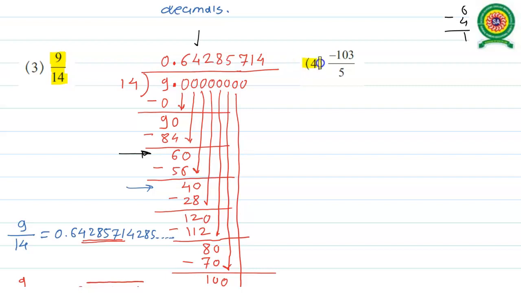Next rational number we have is in the fourth sub question, minus 103 divided by 5. At the start, just forget about the negative sign. We are dividing 103 by 5. Firstly, we well know 5 2s are 10. After subtraction we have a remainder 0. Next 3 comes down, so there is a divisibility of 0. 5 into 0 becomes 0. We have a remainder 3 again.